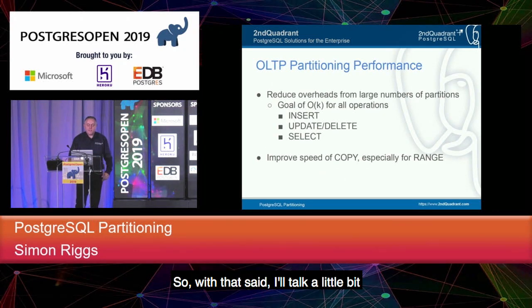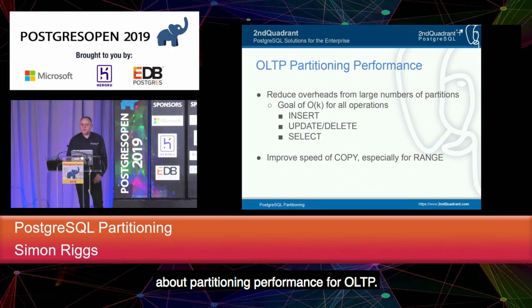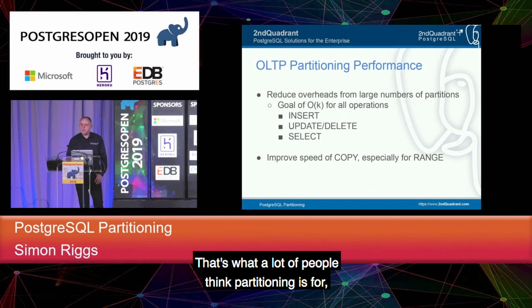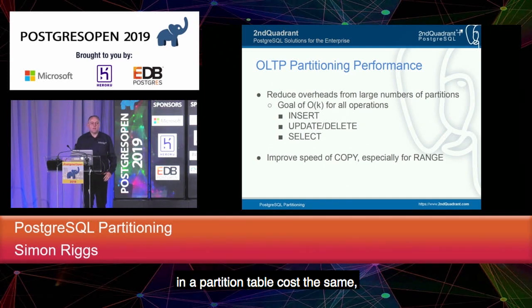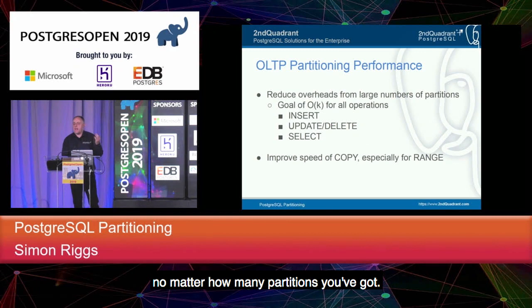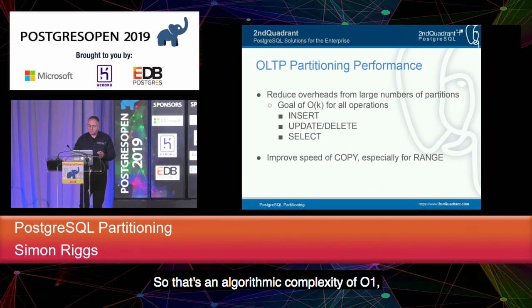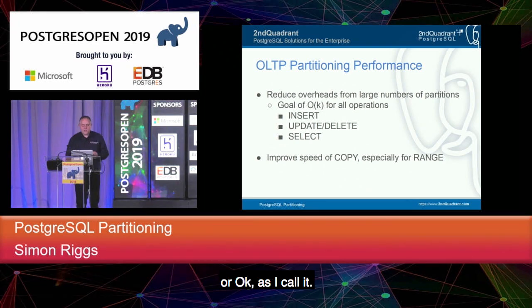So with that said, I'll talk a little bit about partitioning performance for OLTP. That's what a lot of people think partitioning was for. So that's the thing that we really need to make work. So the goal here is to make all of the operations on a partitioned table cost the same, no matter how many partitions you've got. So that's an algorithmic complexity of O(1), or O(k), as I call it.